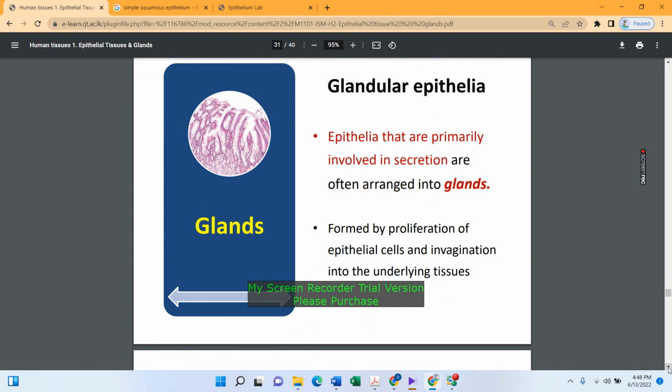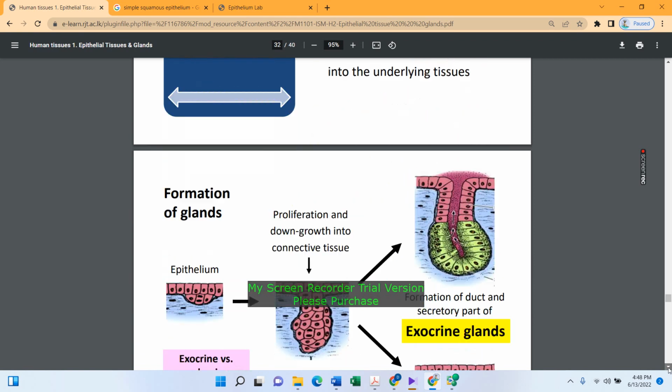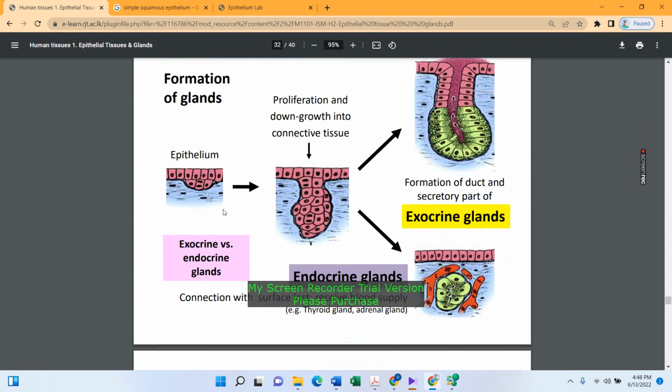So the glandular epithelia that are primarily involved in secretion are often arranged into glands, formed by proliferation of epithelial cells and invagination into underlying tissue. So let's talk about this. First of all there are these epithelial cells. They proliferate, that means they rapidly grow into more cells, with downgrowth into the connective tissue. Downgrowth is another term used for invagination.